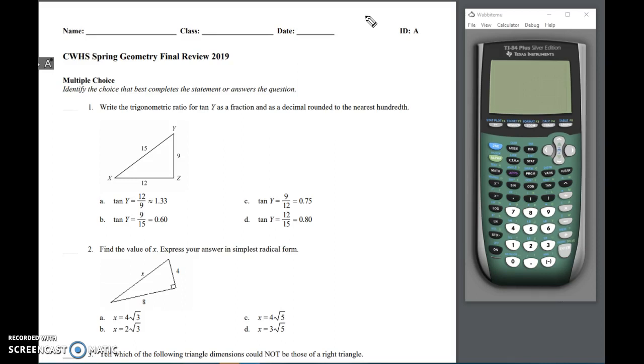So, number one, we are going to write the trigonometric ratio for tangent as a fraction, as a decimal rounded to the nearest hundredth. So if we go back, this is trigonometry. We had SOHCAHTOA. And that stood for the sine is opposite over hypotenuse. Cosine is adjacent over hypotenuse. Tangent is opposite over adjacent. So those are our trig functions. We learned SOHCAHTOA to help us remember them.